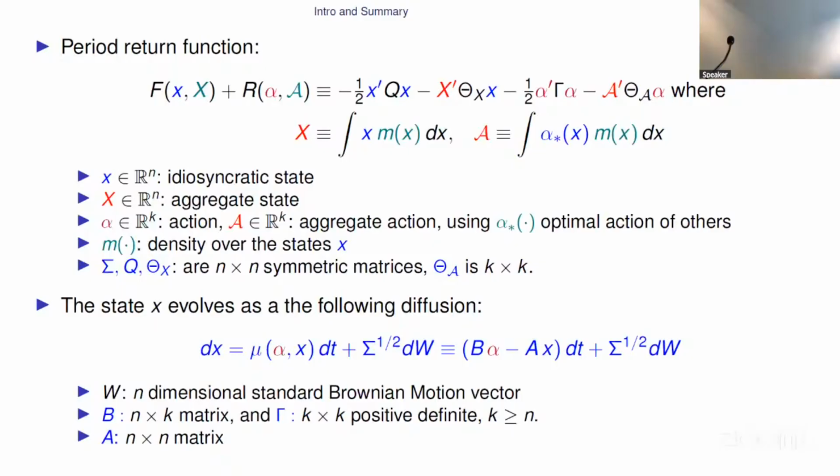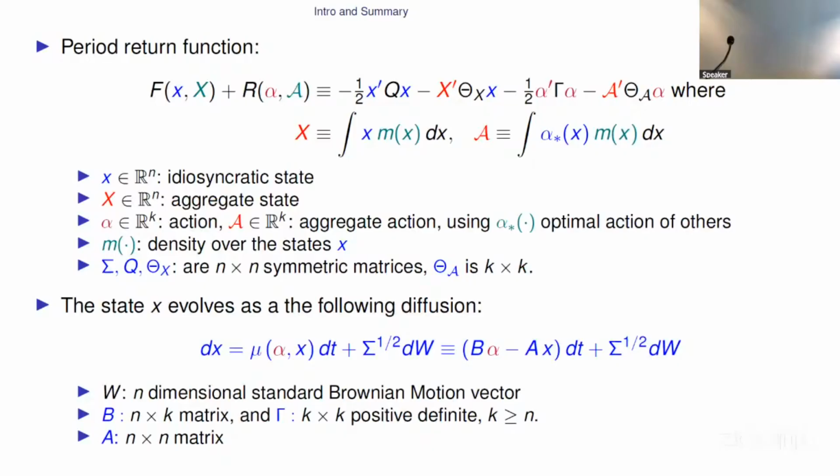All right, so the notation: this is the period return function. It has some quadratic term in your state, some quadratic term in your actions, some interaction between your state and the average state, which is the definition of the average state, and some interaction between capital alpha. I know it's not a capital alpha, it's the closest we could do. So I'm going to call this capital alpha.